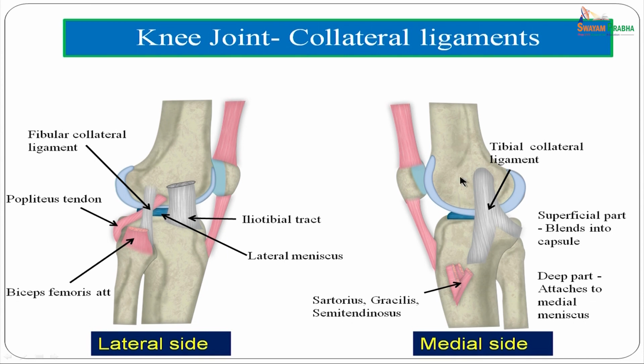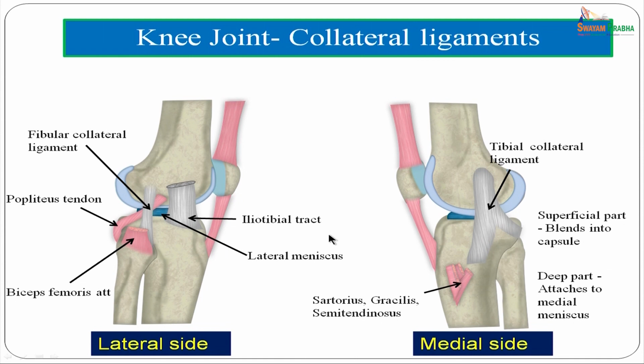The tibial collateral ligament, as it runs down, divides into two parts: a superficial part which blends into the capsule of the knee joint, and a deep part which is attached to the medial meniscus. Again, if you compare with the lateral side, the fibular collateral ligament is separated from the lateral meniscus by the tendon of the popliteus, whereas the deep part of the tibial collateral ligament is firmly attached to the medial meniscus.